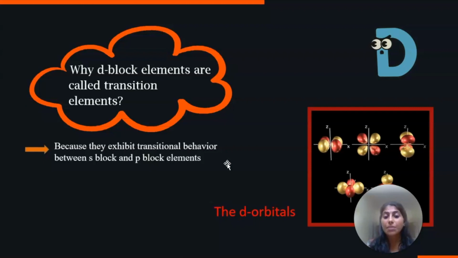Because they exhibit transitional behavior between S block and the P block elements, that is, between the highly reactive metallic S block elements which are ionic in nature and the non-metallic P block elements which are covalent in nature. There are 5 d orbitals: dxy, dxz, dyz, dx square y square and dz square.